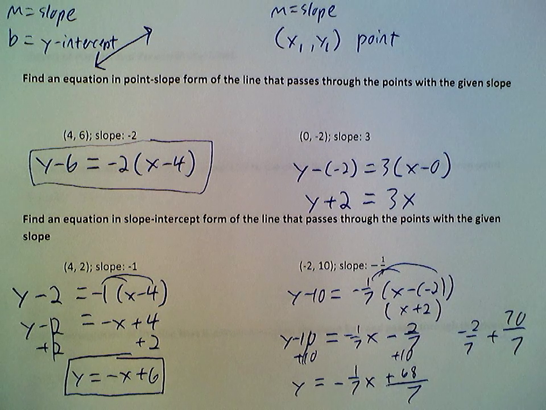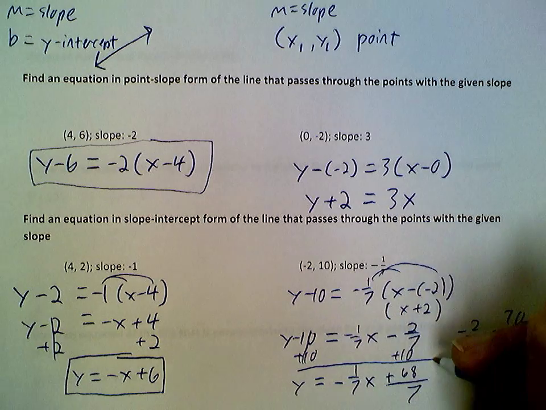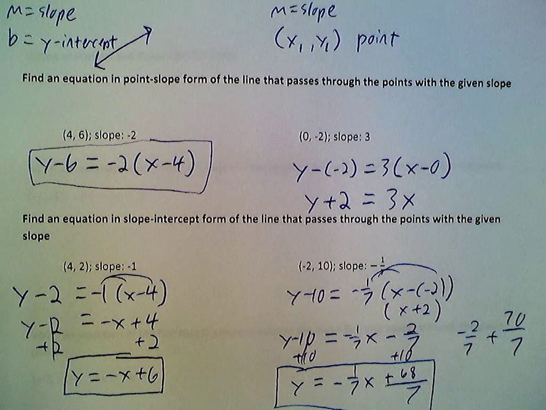And so you can just leave it like that if you want to. Or you can put it as a decimal or an improper fraction. It's really up to you. But now it is in slope-intercept form. So y equals negative 1/7 x plus 68/7.